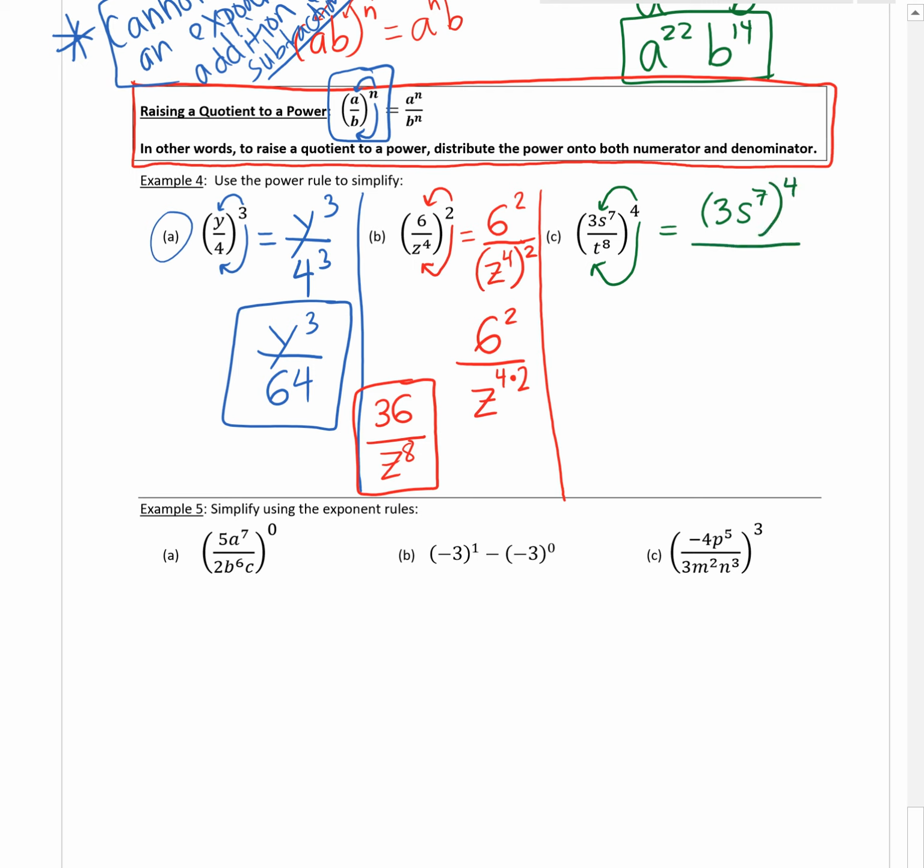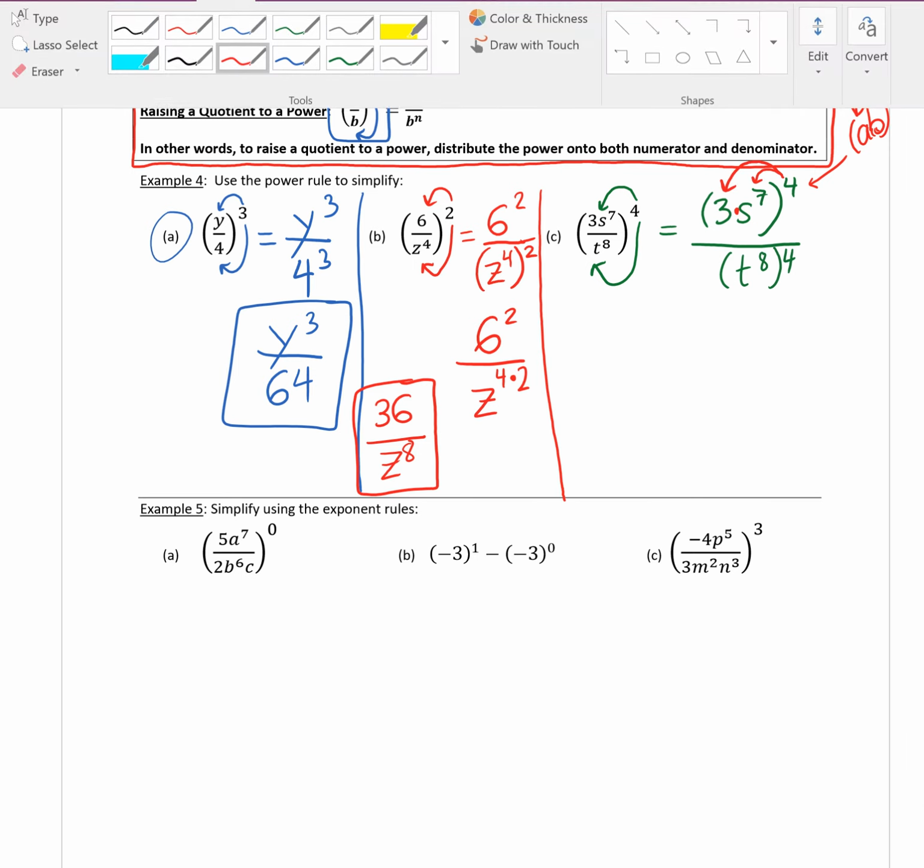And then the denominator is kind of complicated as well. T to the 8th is also being given a fourth power. And now I look at the numerator and I say, oh, you know what? This is actually that first power rule before this, where it was something times something inside parentheses being raised to the power. I can distribute the power onto either of them. Because here we have 3 times s. So I can distribute the fourth power onto the 3 and onto the s to the 7th. So this problem is complicated.